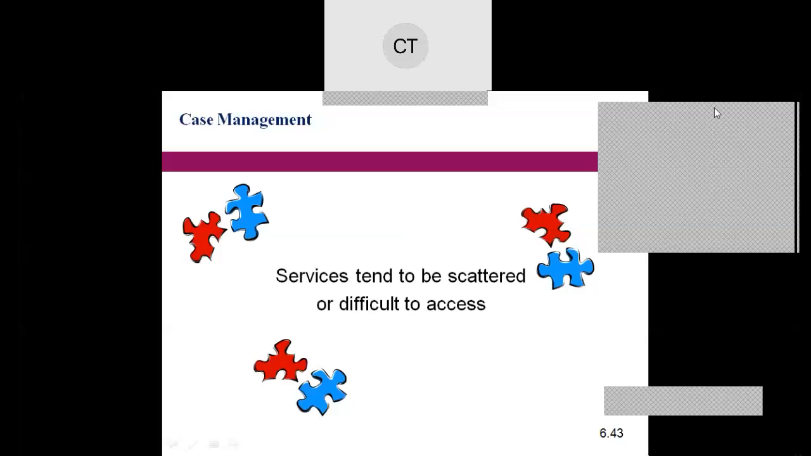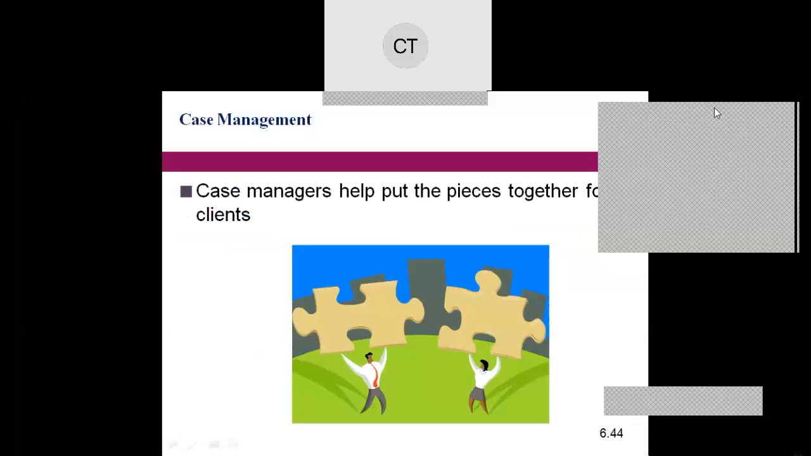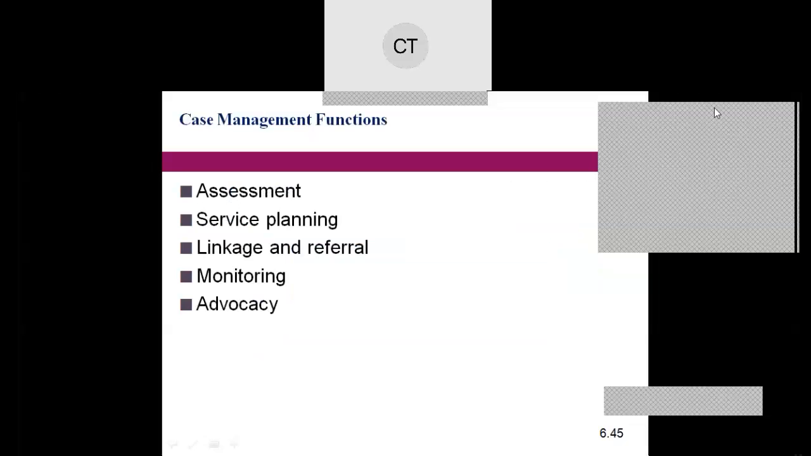So why do we talk about case management? Because very often the needs of the client, like the social needs, legal needs, housing needs, medical needs, mental health needs, are generally scattered, and it is here the case manager coordinates and brings together all these needs from a single point of contact.